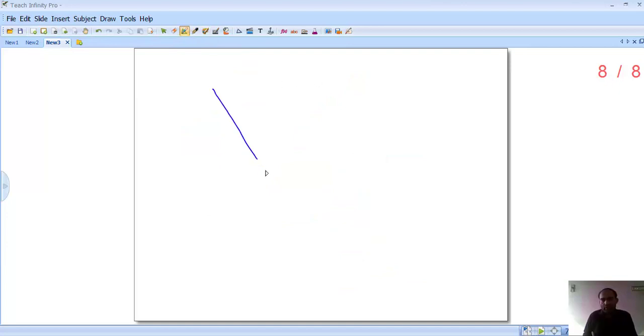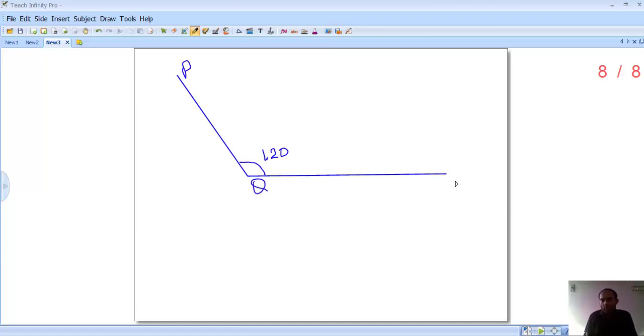We are going to find out the same type of question. Now let's say this one is 120 degrees, this angle is PQR, and you need to find out again the outside angle, and that one is this x. You need to find out this x.